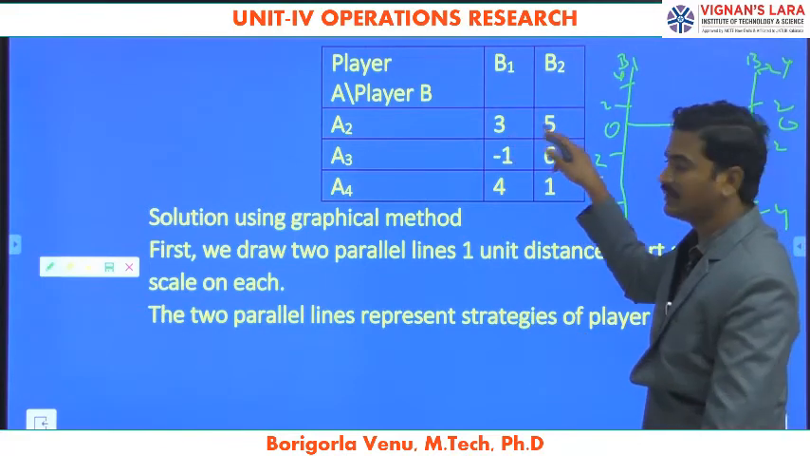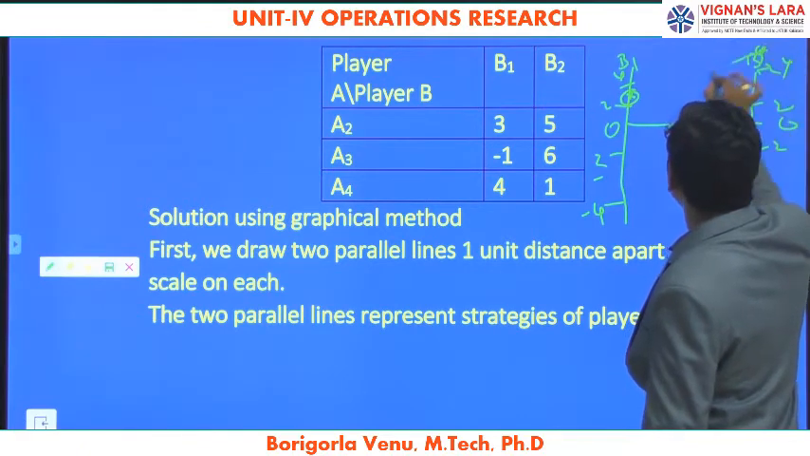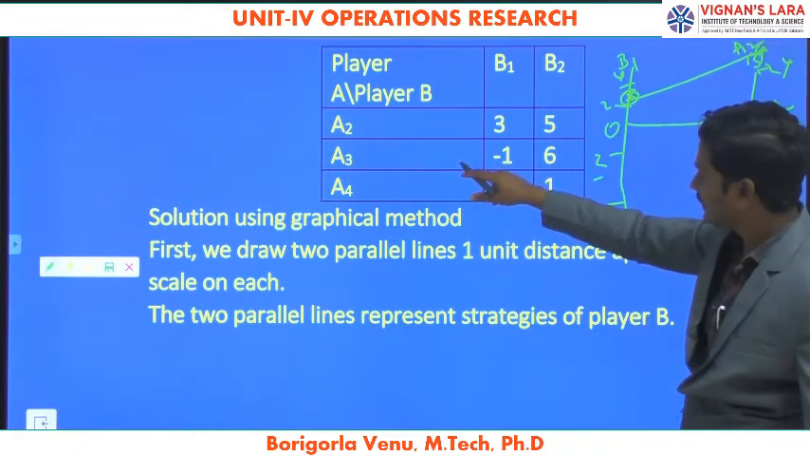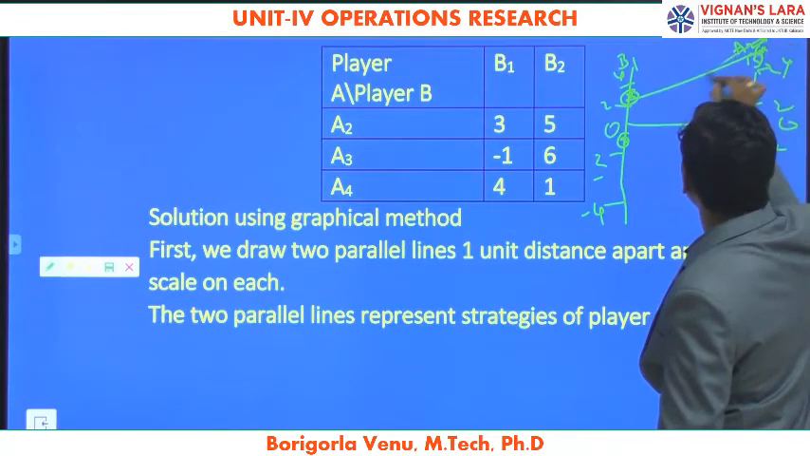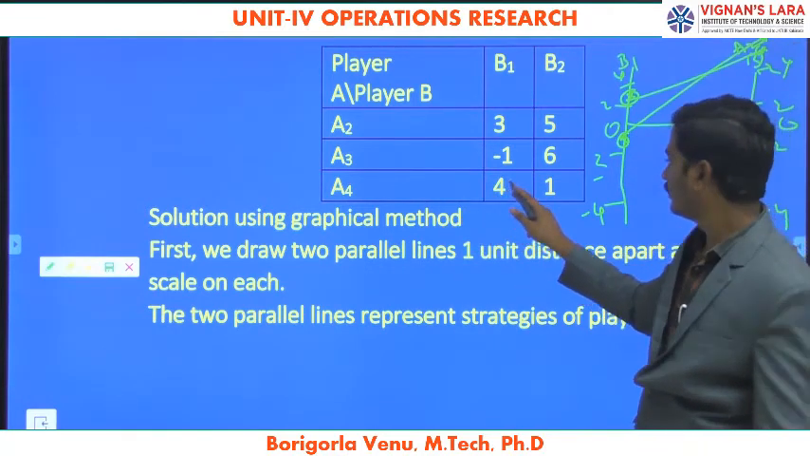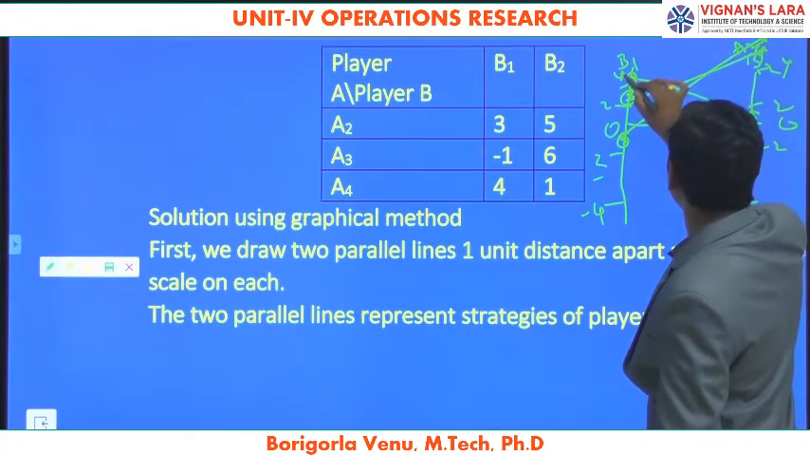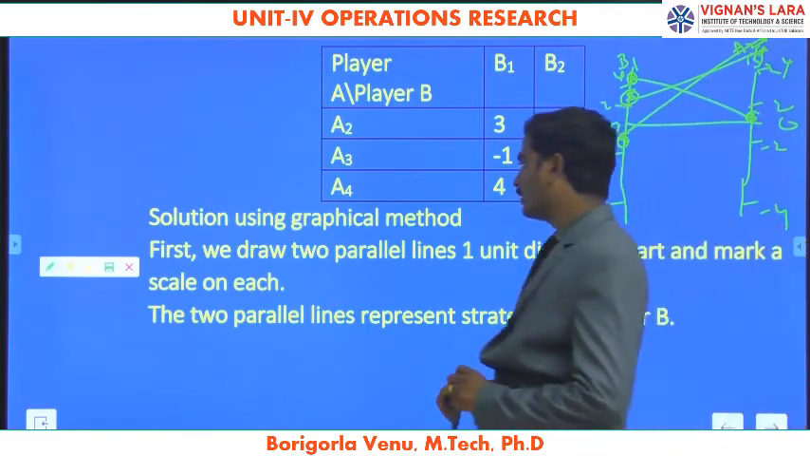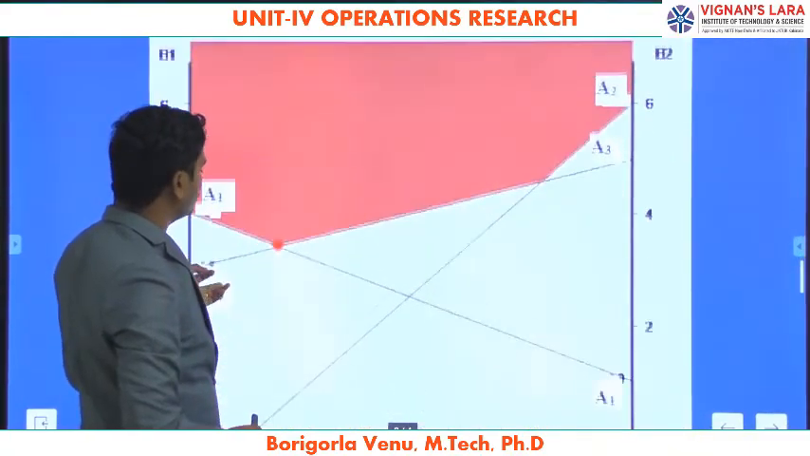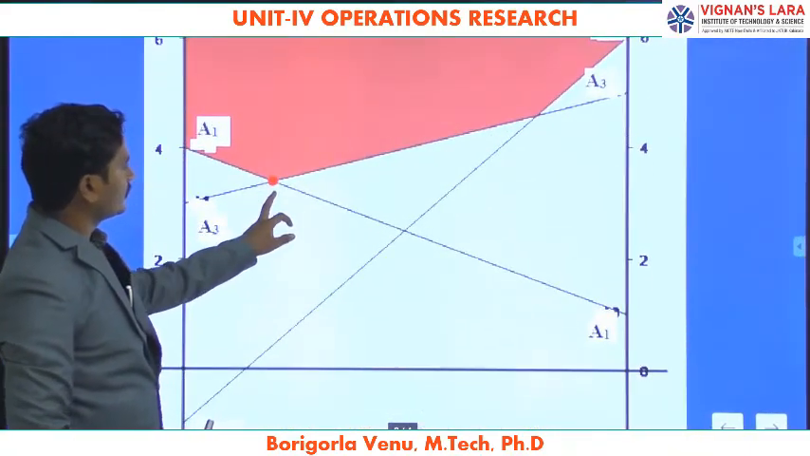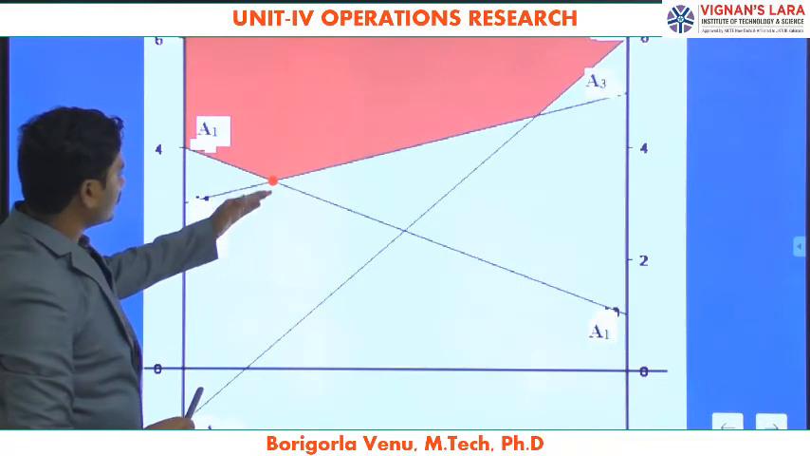First coming to A2, 3, 5 is there. So A2, 3 means here we have, and 5 means here we get, this is the A2 line. Okay, next coming to A3, -1, 6. Here we have -1 and we get here 6. Next A4, 4, 1. That is 4 and here we get 1. After drawing this we are going to take the common point. Here we get the common point, because these two are having the positive values.